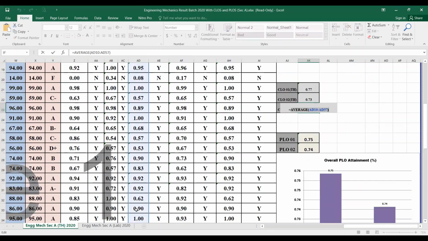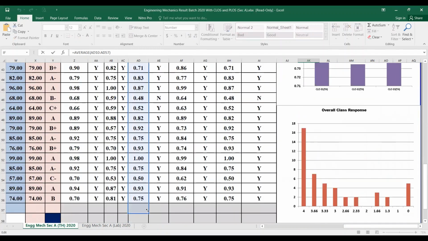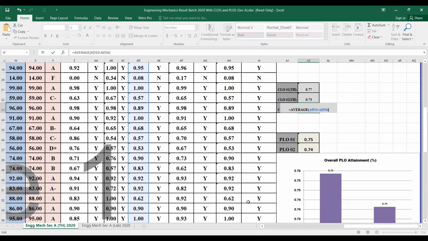So you have to select this column, whatever the students attained here. And this is all about it. The average percentage is more than 50%. That is, CLO3 attainment is 74%. So there is no need to revise the CLOs over here. Now, right now, I am moving towards the PLO1 and PLO2.